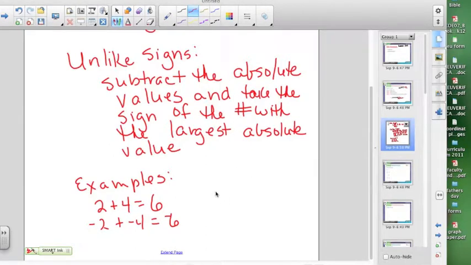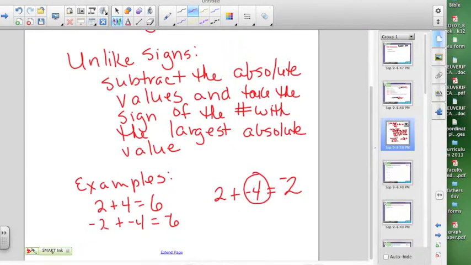Alright, unlike signs. What if I had a +2 plus a -4? Well, what did it say to do with unlike signs? Subtract the absolute values. So what's the absolute value of 2? 2. What's the absolute value of 4? 4. Well, subtract. 4 minus 2 is 2. And then take the sign of the number with the largest absolute value. The largest absolute value is going to be negative 4, so my answer is going to be a negative 2. Because the absolute value of negative 4 was 4, and the absolute value of 2 was 2. So I took the larger, which was the 4, and made it a negative.